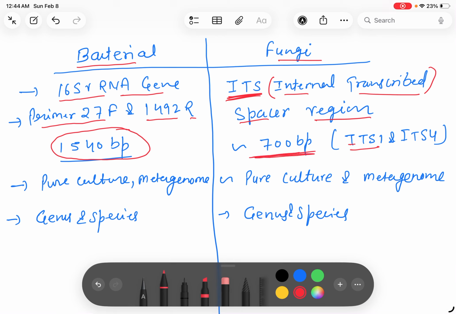approximately 700 base pair. So it is very helpful to know which type of pure culture we have in the laboratory. Or, for example, if we don't know and are isolating a new culture, we can also identify the community from the metagenome for both fungi and bacteria, and we can characterize the bacteria up to species level. Also we can characterize the fungi up to species level.